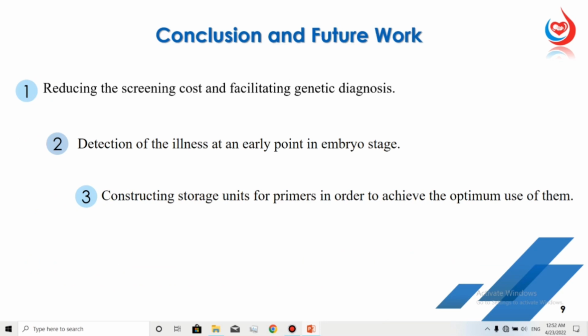To sum it up, detecting the most frequent mutations would help to reduce the screening cost, and enhance and facilitate early genetic diagnosis of beta-thalassemia in families and in high-risk couples. Thus, the illness can be detected at an early stage, which can be done by conducting a PCR test, so that a suitable gene therapy would be prescribed for the embryo. Constructing storage units for primers will allow a larger number of people to detect thalassemia earlier, which will help cure them genetically and guarantee the optimum use of primers.